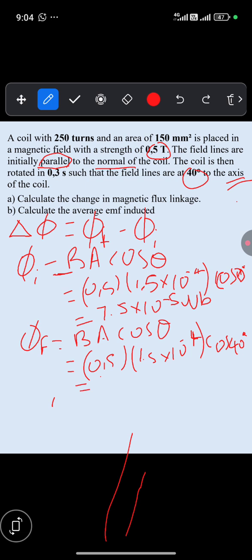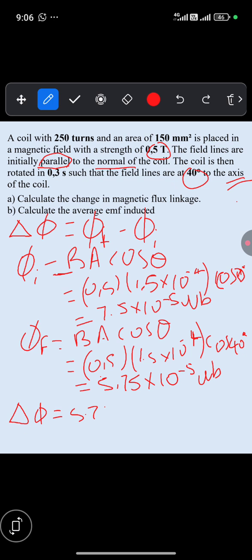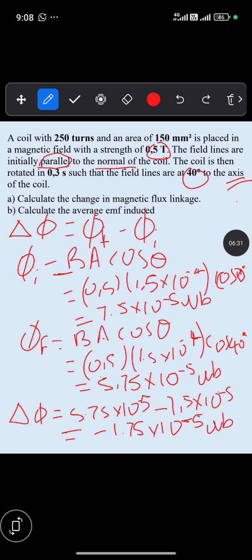And then we get our final flux. Therefore, the change in magnetic flux is the final flux, which is 5.75 times 10 to the power negative 5, minus 7.5 times 10 to the power negative 5, is equal to... So this is the change in magnetic flux: 1.75 times 10 to the power negative 5.